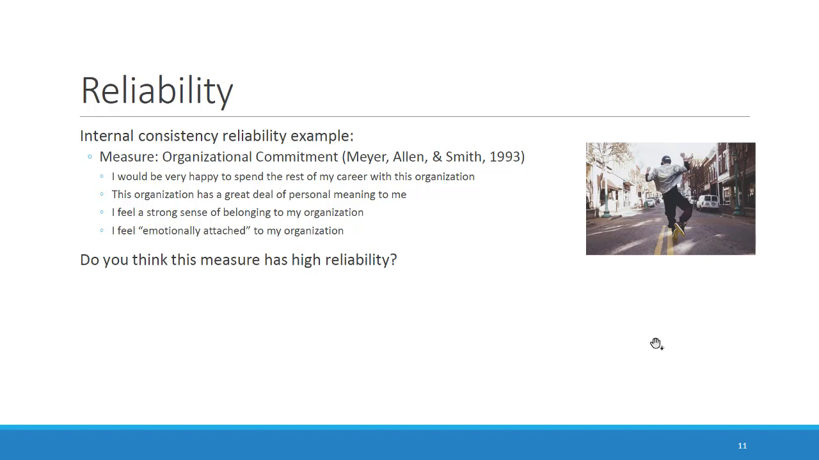Well, the answer is that it does typically have high internal consistency reliability. Usually coefficient alphas that you will run on this particular scale range around 0.8. So 0.8 is higher than 0.7, which tells us that this scale has an adequate level of internal consistency reliability. Internal consistency reliability can be calculated separately for each sample that you use with that particular scale.